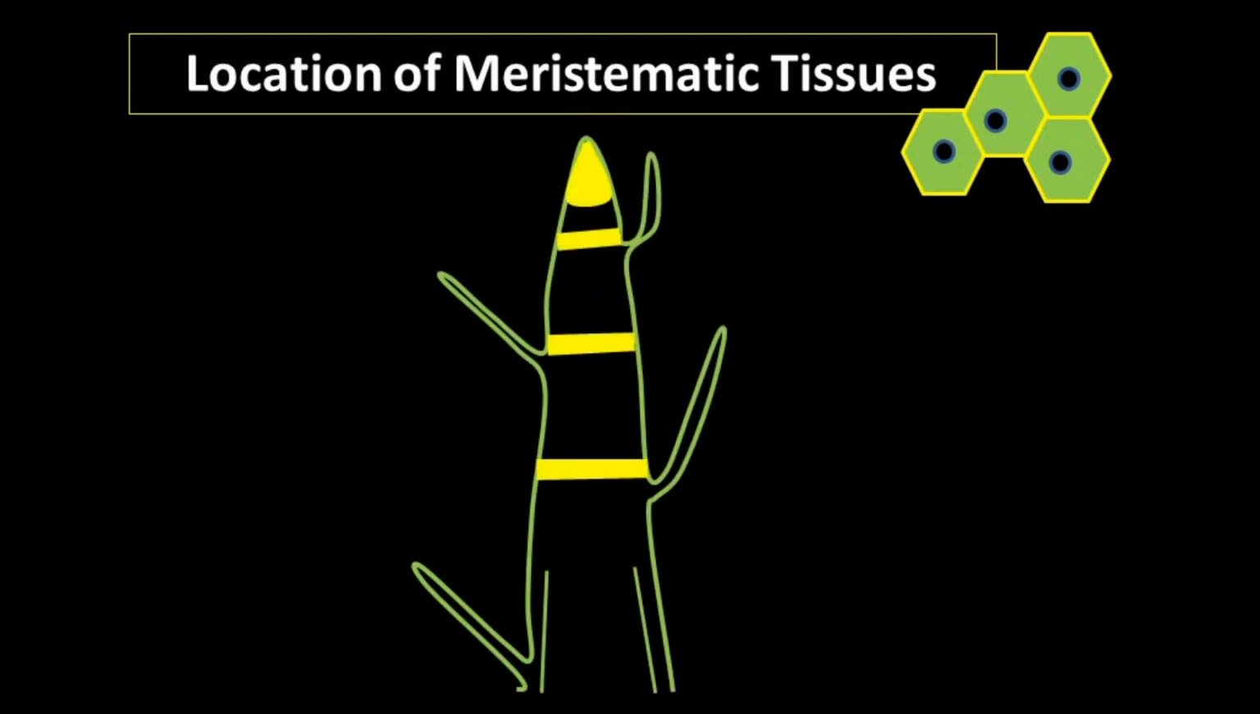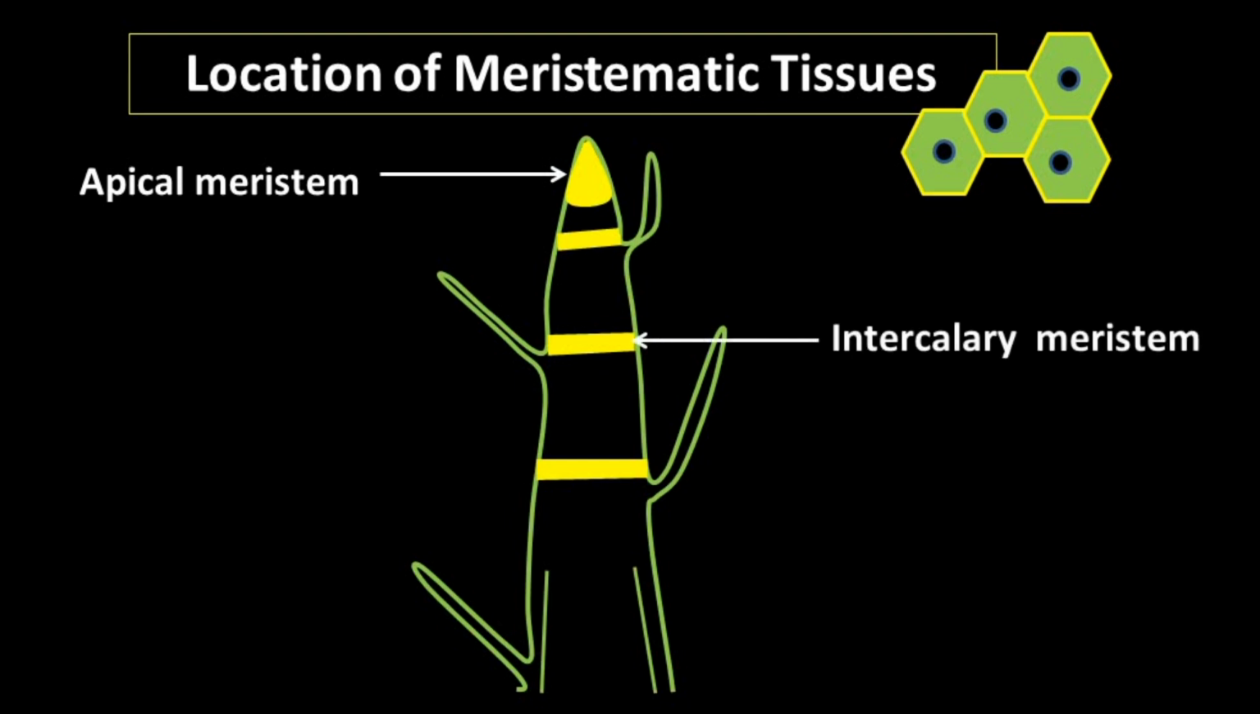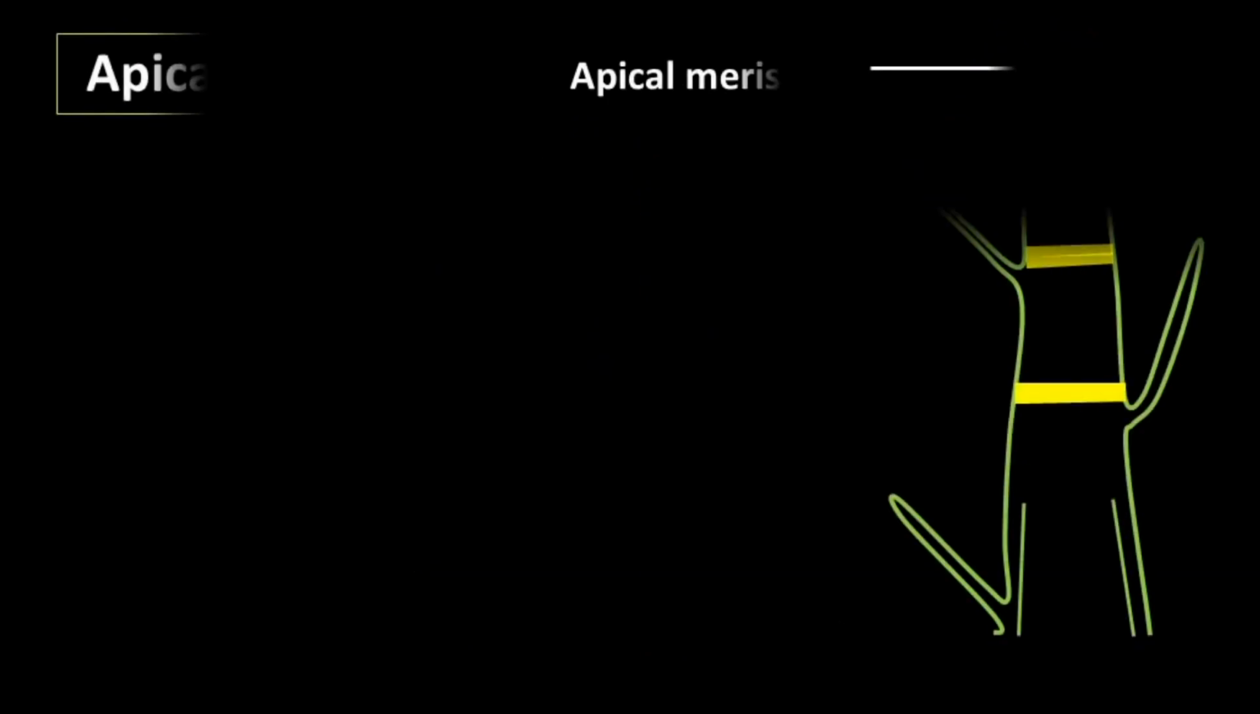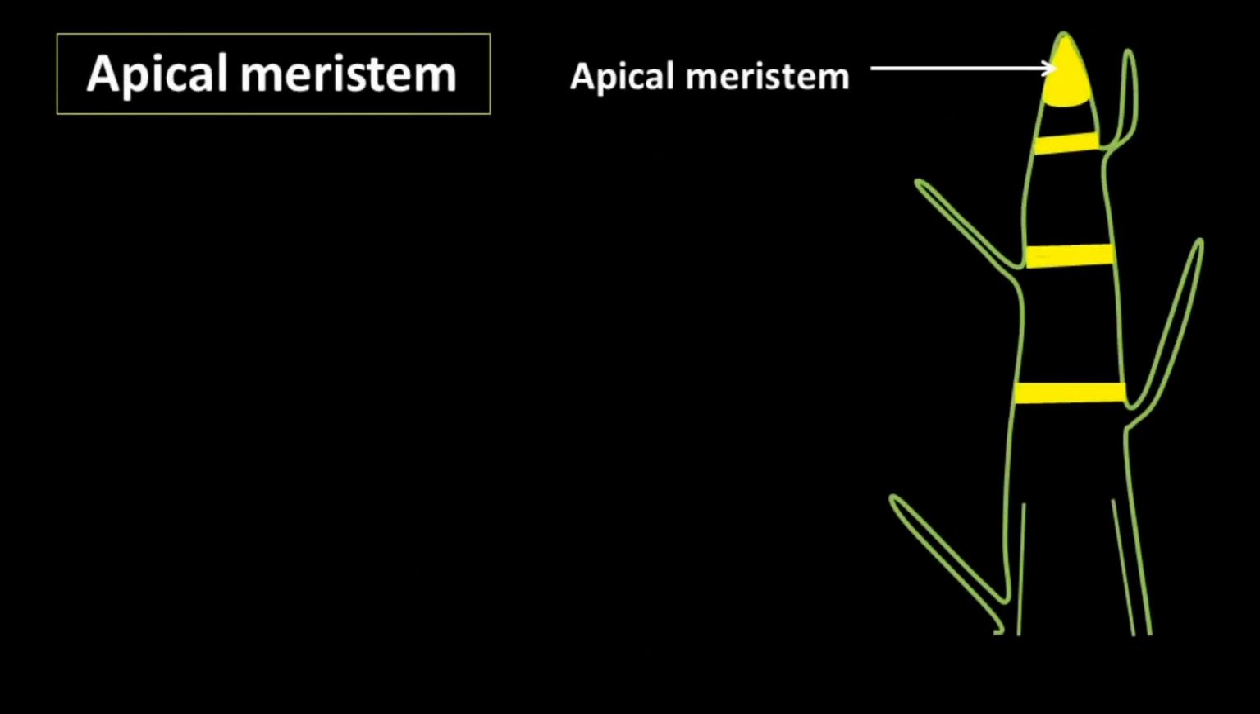Location of meristematic tissue. See this diagram. At the tip of the root and stem, apical meristem is present. This is the position of intercalary meristem and this is the position of lateral meristem. All these are the meristematic tissues. Let's see apical meristem. This is the tip of the root and stem where the apical meristems are found.